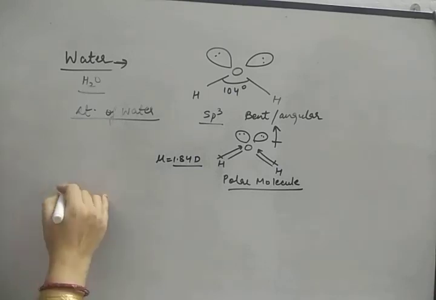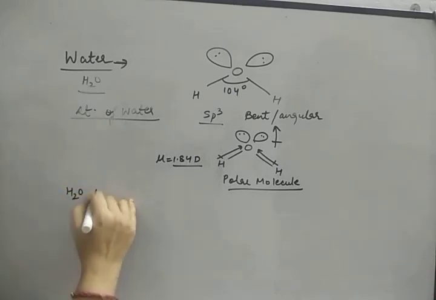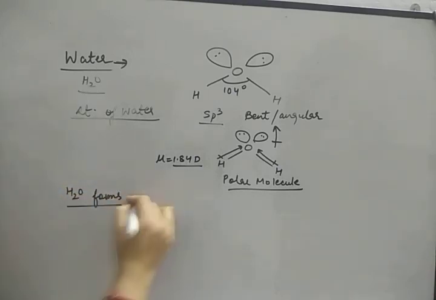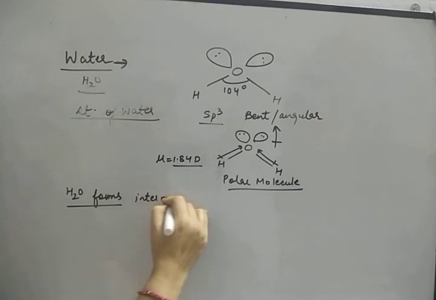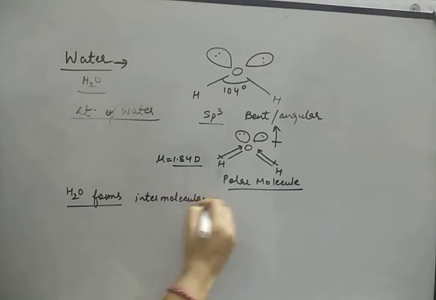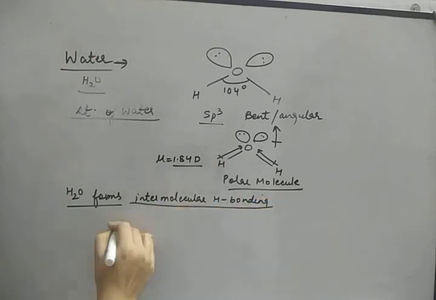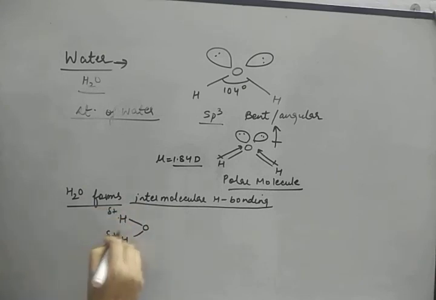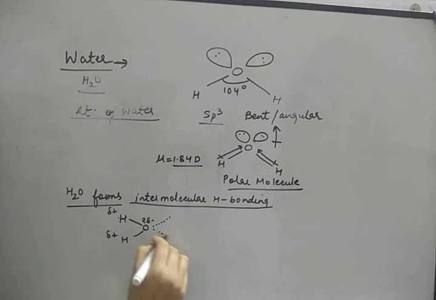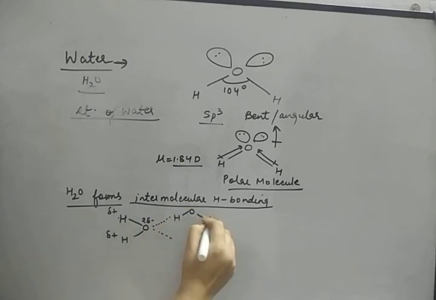So water shows intermolecular H bonding. And this intermolecular H bonding is like this. Now this is delta plus, this is delta plus, this is 2 delta minus. So one oxygen atom can make two hydrogen bonds like this.